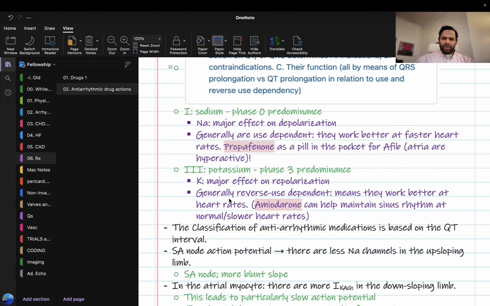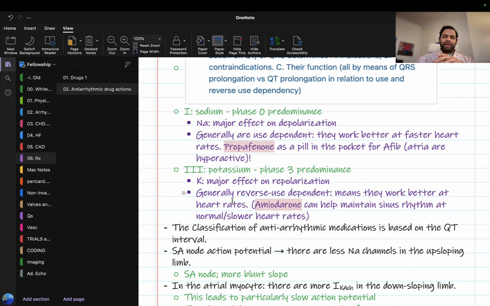Okay, so that was just a clinical caveat, and the reason we're putting it here is to try to correlate things with what we're talking about and make the concepts clearer. But we will discuss those in more detail with each drug alone. Class 3 are the potassium blockers. They're phase 3 predominant. Phase 3 is the plateau phase and the downsloping phase. And it is potassium, a major effect on repolarization.